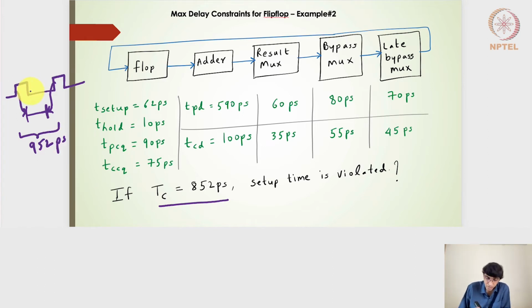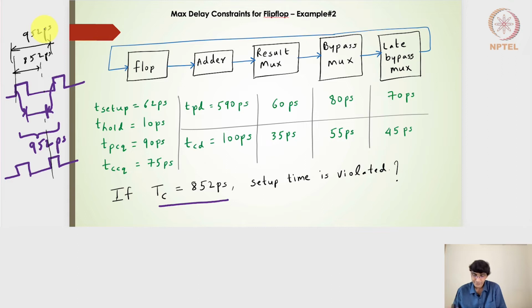But now what if the clock itself is short, 852 picoseconds, then what happens? If I take this clock, instead of 952 it is 852 picoseconds. We were supposed to have 952 picoseconds, but we have 852. So I need to determine where this combinational circuit output will reach and whether it will violate the setup time.